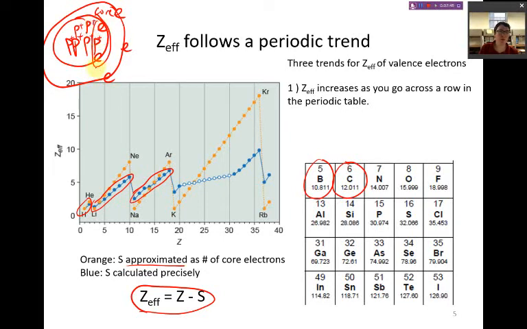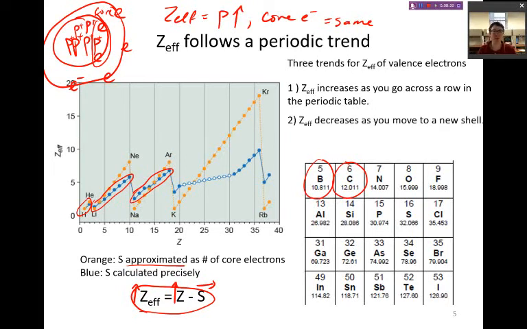carbon has 6 protons, 6 electrons. But the electrons that we've put in the outer shell are not being shielded any more than was the case for boron. So when we look at the Z effective, the number of protons is going up, but the core electrons is staying the same. Therefore, while this number goes up, this stays the same, and so our effective nuclear charge goes up.